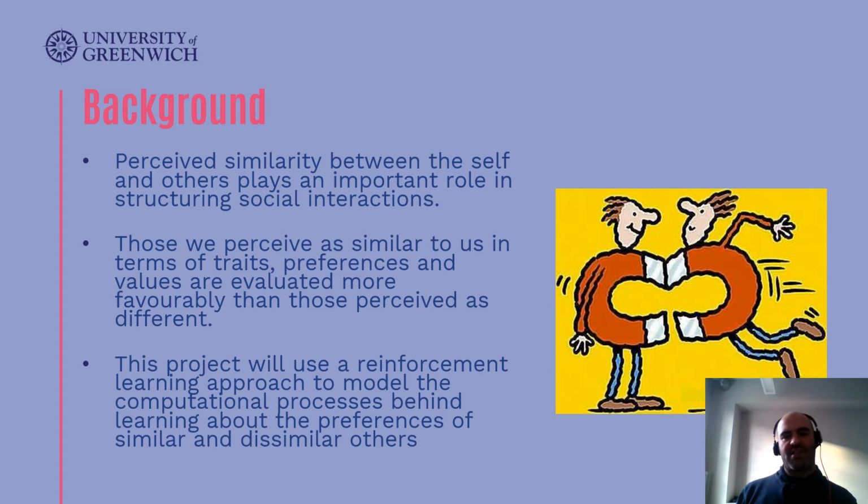And in this project, I aim to use a reinforcement learning approach to model the computational process behind learning about the preferences of similar and dissimilar others, and to see whether there are any differences in how we learn about those we consider similar, different to us. How do we form those representations of similarity and difference that we then go on to lead into so many other important social processing?